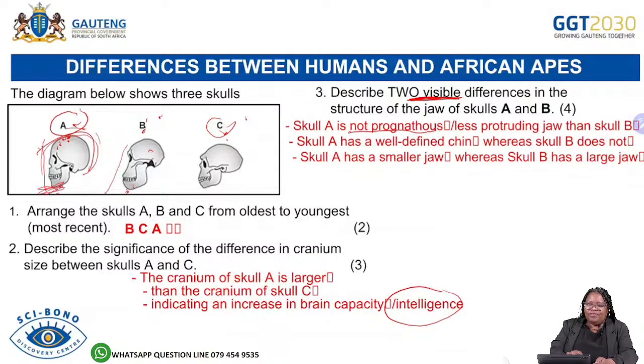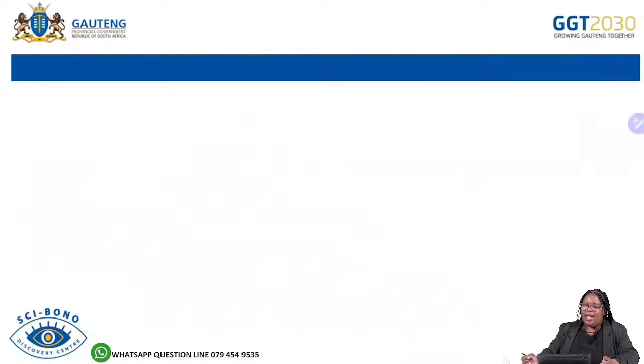You can see a well-defined chin. But with these ones, because they've got that larger palates as well, you can't see the chin. The chin is not clearly visible there. So skull A has a well-defined chin, whereas skull B does not. Skull A has smaller jaw, whereas skull B has larger jaw. I've spoken to that. So all visible differences, you must talk about what you see and not any other difference.